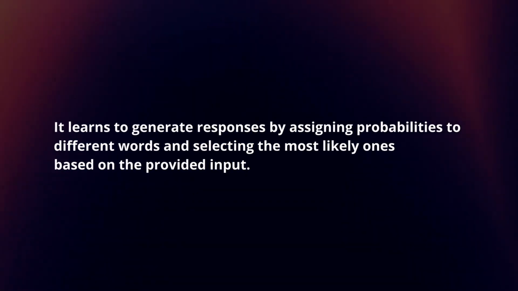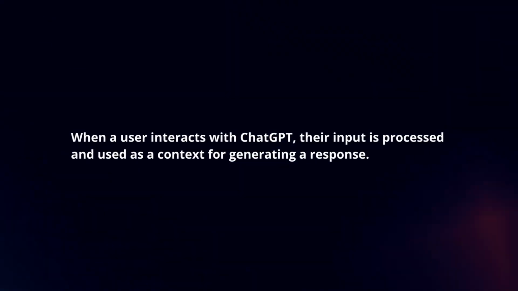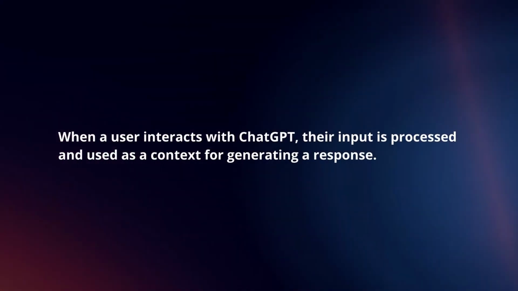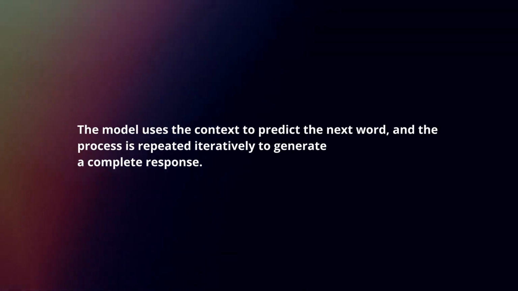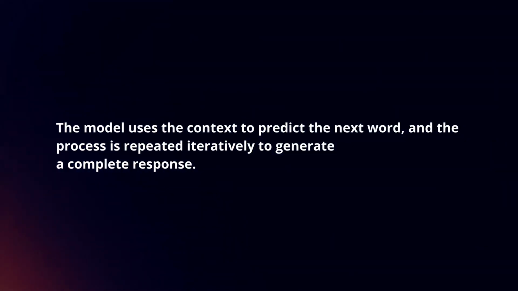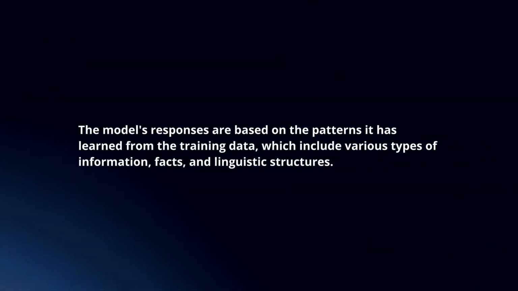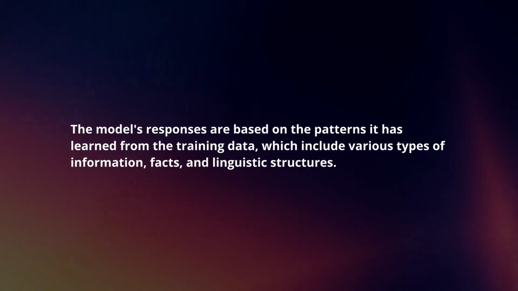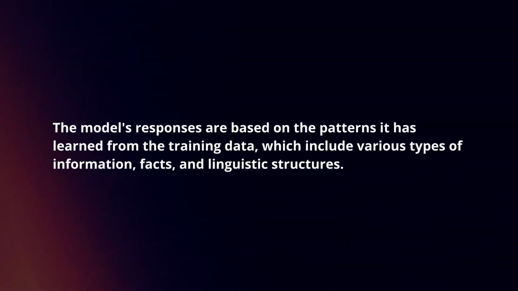provided input. When a user interacts with ChatGPT, their input is processed and used as a context for generating a response. The model uses the context to predict the next word, and the process is repeated iteratively to generate a complete response. The model's responses are based on the patterns it has learned from the training data, which include various types of information, facts, and linguistic structures.